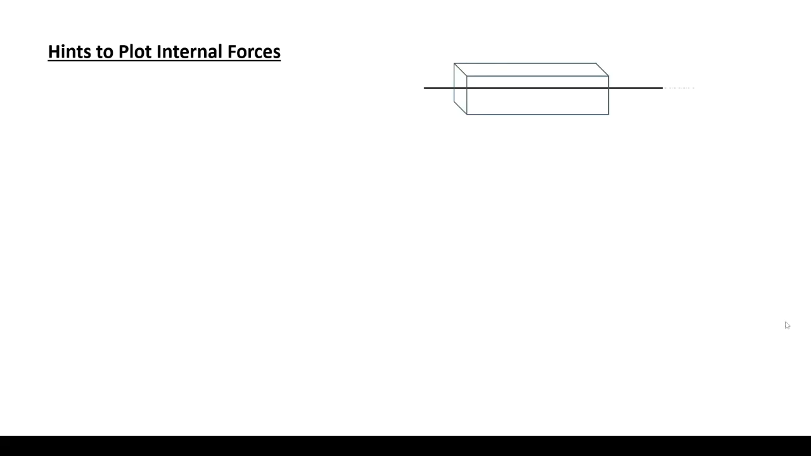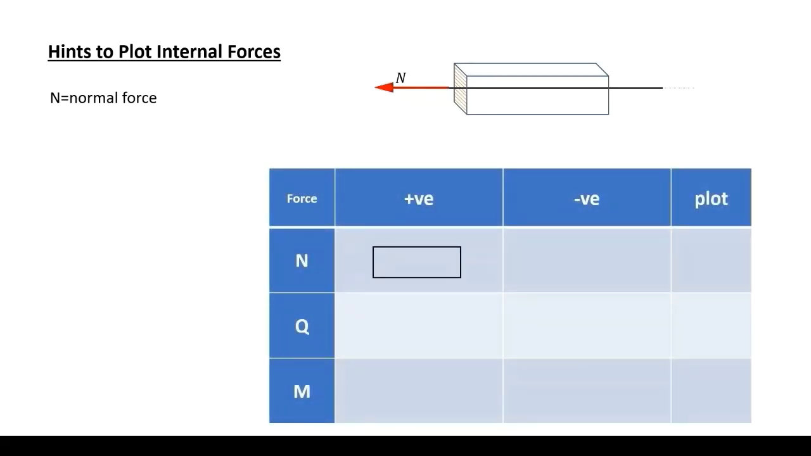Welcome back to our course. Hints to Plot Internal Forces. This is our elemental length of the beam, the cross-section under consideration. N is our normal force, perpendicular to the section and parallel to the center line of the beam. Our elemental length of the beam under tension normal force, and the deformed shape under the tension force.